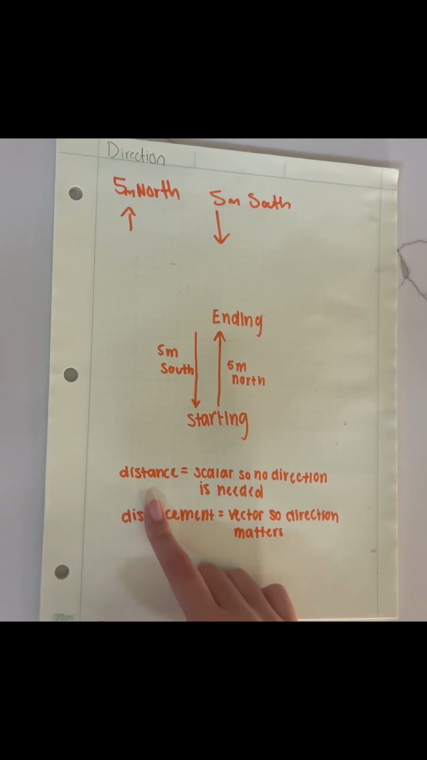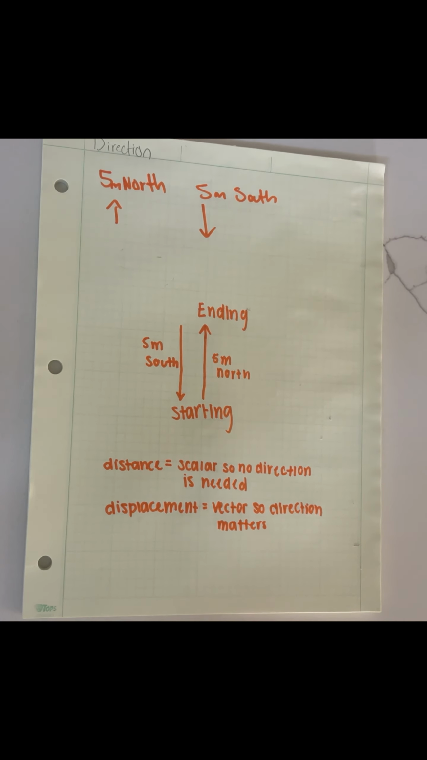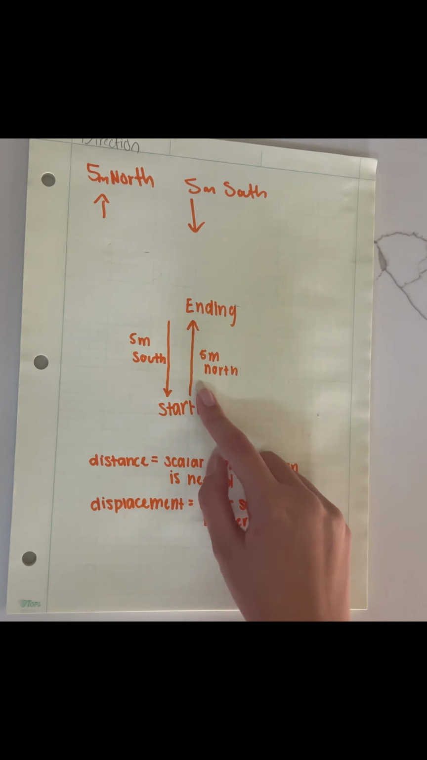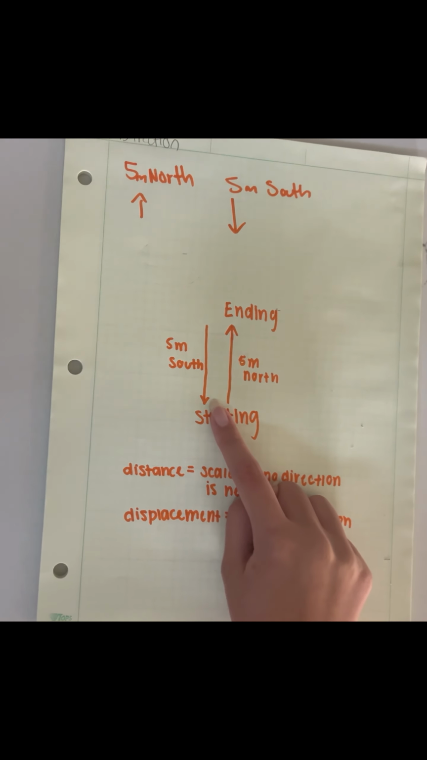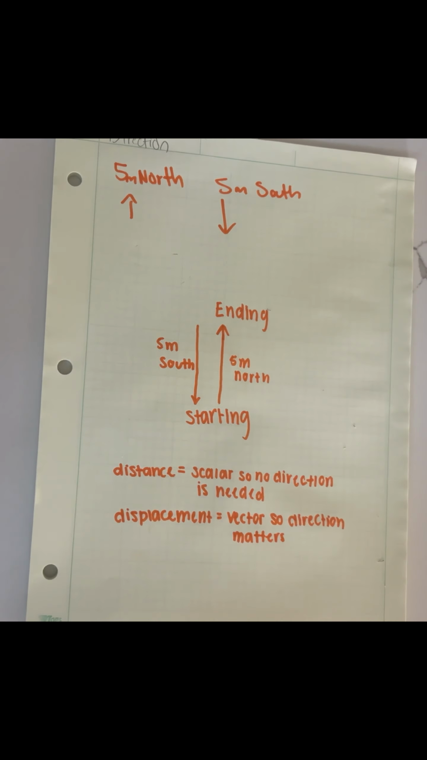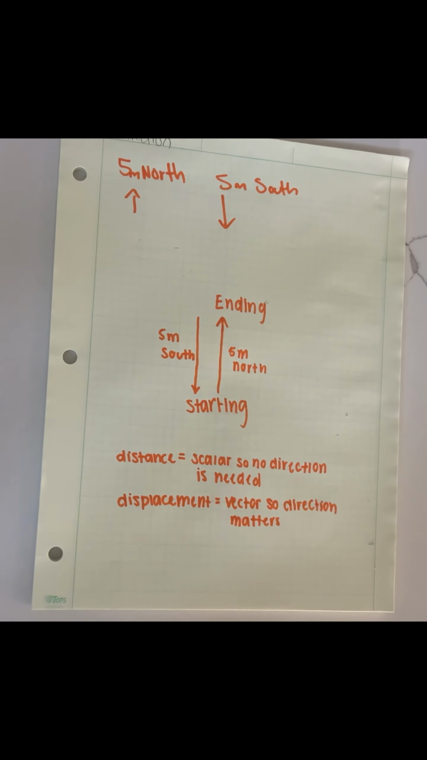Our distance would be 10 because it's a scalar quantity, meaning that it doesn't need a direction, while our displacement is a vector, meaning that it needs direction. So if we went 5 meters north, it would be positive, and if we went 5 meters south, it would be negative. A positive 5 plus a negative 5 will give us 0, meaning our displacement is 0, but our distance is 10 because it doesn't matter about the signs.